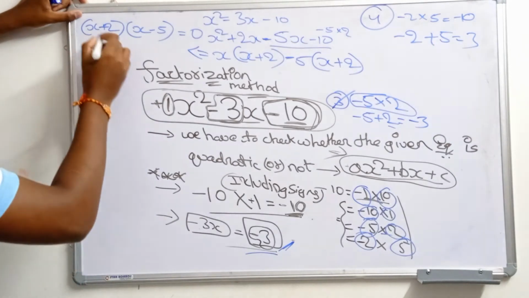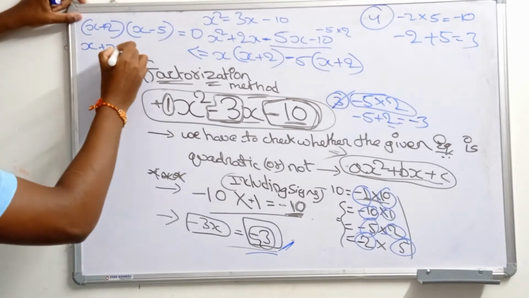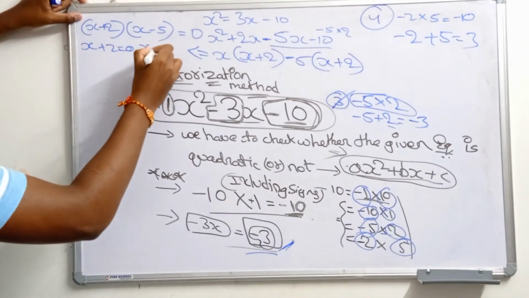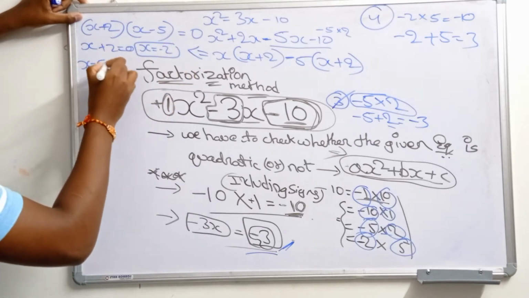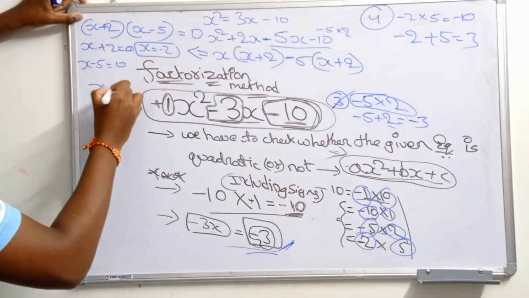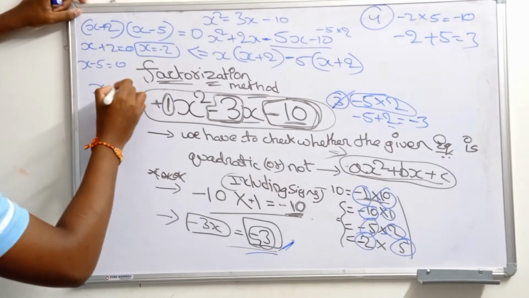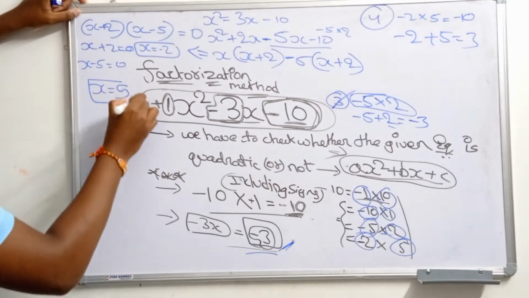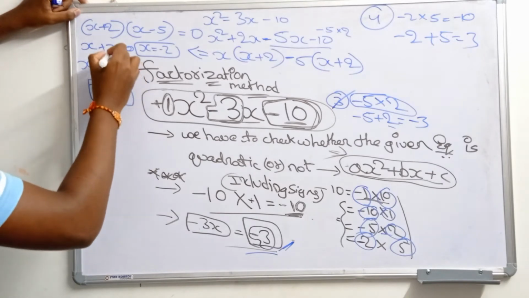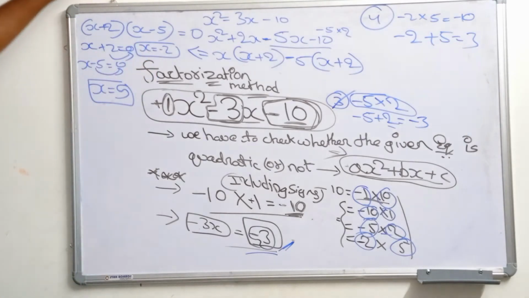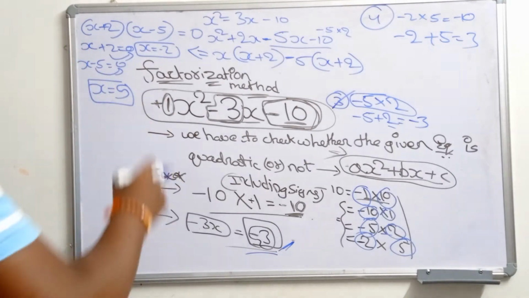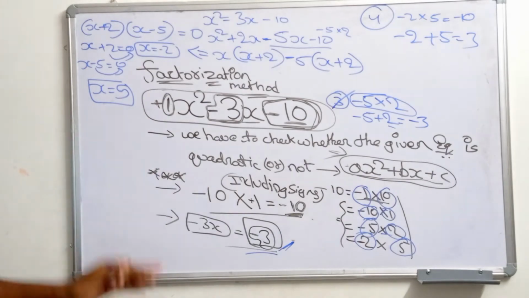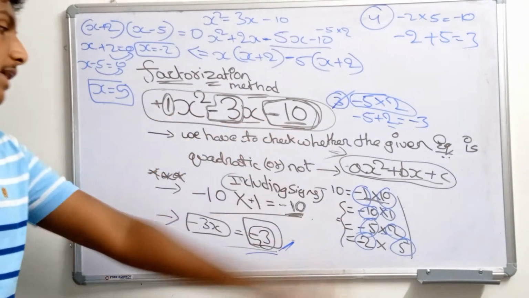So it can also be written as x plus 2 is equal to 0. That means x is equal to minus 2. X minus 5 is equal to 0. That means x is equal to 5. Because when you take these digits to the other side, their sign changes, guys. Is it clear? When you take these digits to the other side of the equation, their sign changes. So minus 2 and 5 are the roots of x square minus 3x minus 10.